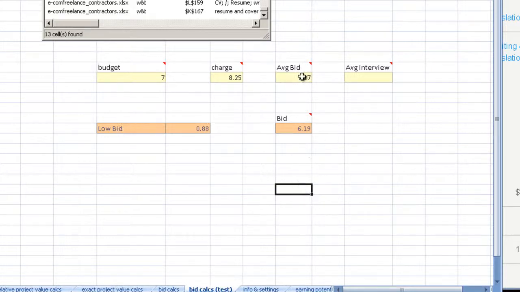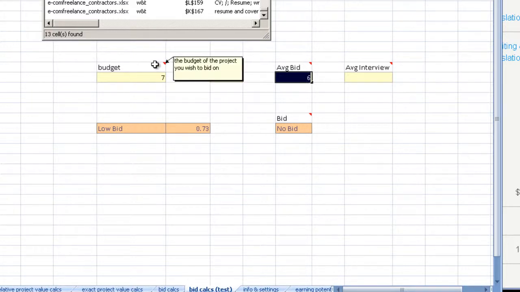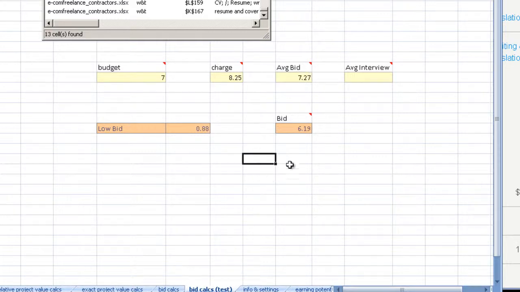But if the average bid amount was $6, it would suggest that you don't make a bid. But if the average bid was higher than the amount that was put in originally, it might be a bit more reasonable to take the contractor's normal bid and reduce that amount just slightly.